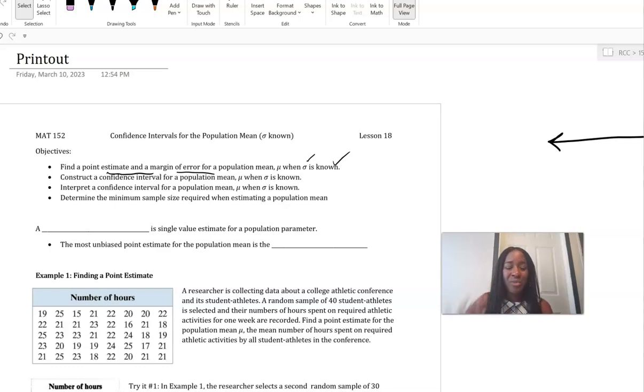And then the last thing we want to be able to do is find what is the smallest sample I can get away with if I want to be 95% confident, or what is the smallest sample I can get away with if I want to be 99% confident. So those are the things that we will be talking about in this lesson.